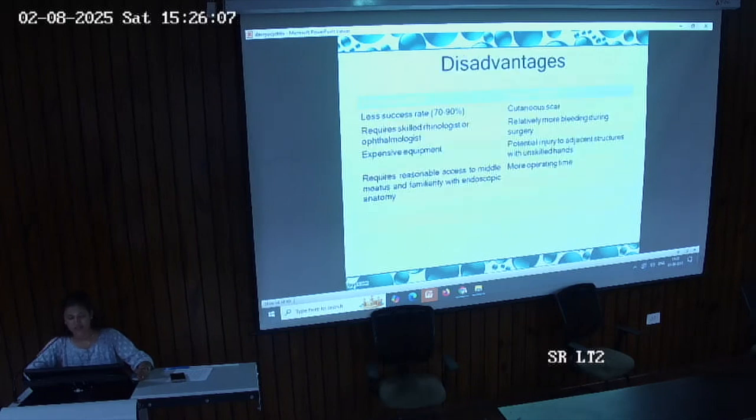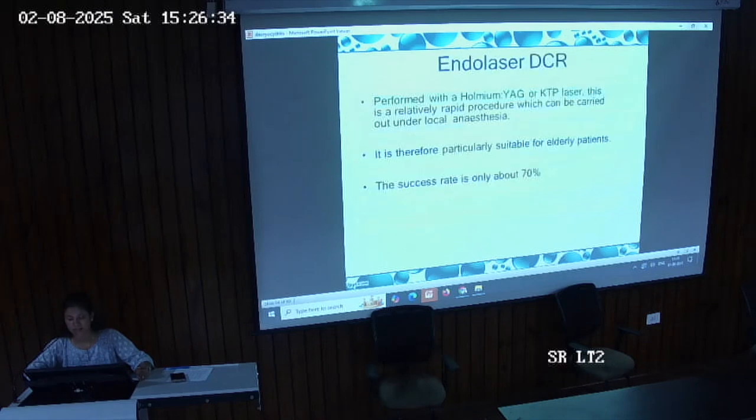Disadvantages of endonasal DCR: lower success rate, requires a skilled rhinologist or ophthalmologist, requires expensive equipment, requires reasonable access to the middle meatus and familiarity with endoscopic anatomy. For external DCR, there would be a cutaneous scar which could be visible, relatively more bleeding during the surgery, potential injury to adjacent structures, and it requires more operating time.